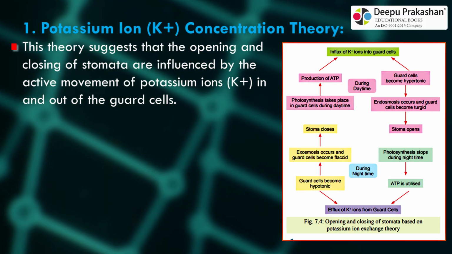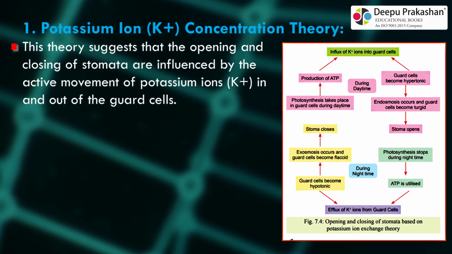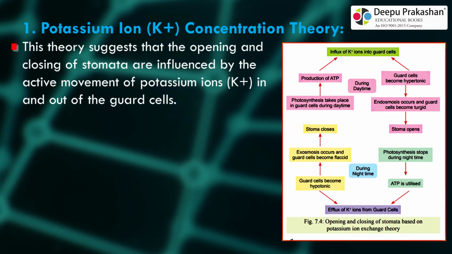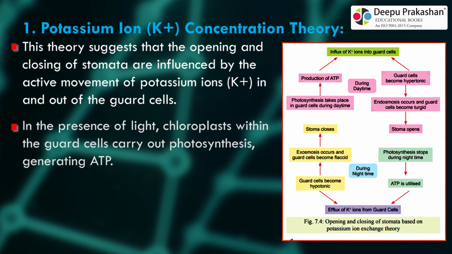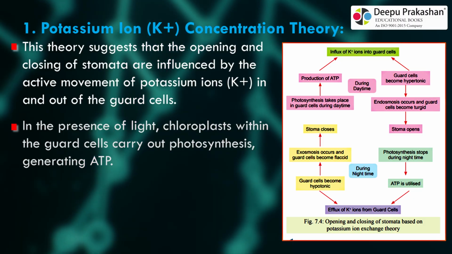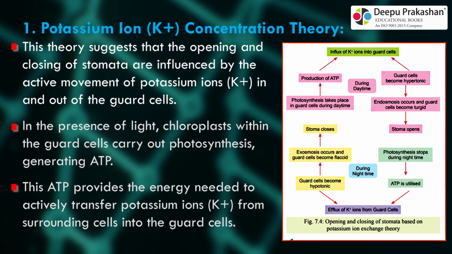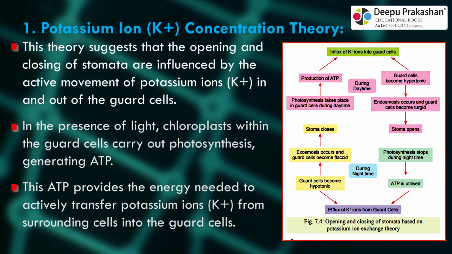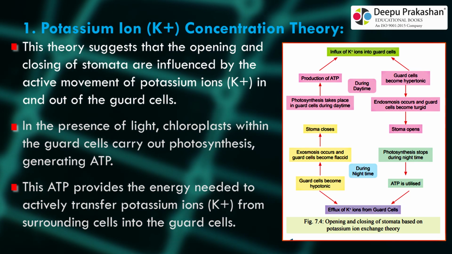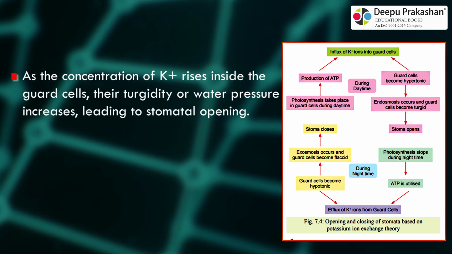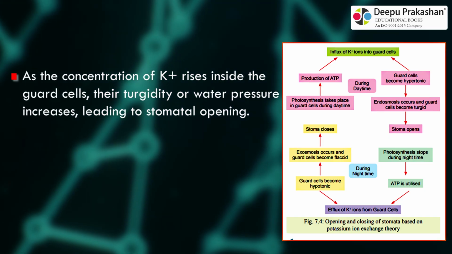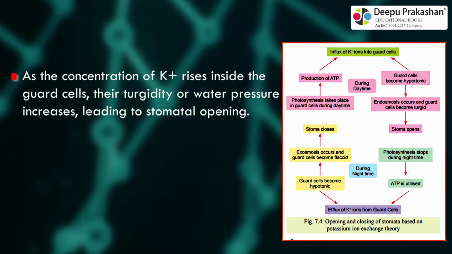This theory suggests that the opening and closing of stomata are influenced by the active movement of potassium ions, K+, in and out of the guard cells. In the presence of light, chloroplasts within the guard cells carry out photosynthesis, generating ATP. This ATP provides the energy needed to actively transfer potassium ions, K+, from surrounding cells into the guard cells. As the concentration of K+ rises inside the guard cells, their turgidity or water pressure increases, leading to stomatal opening.